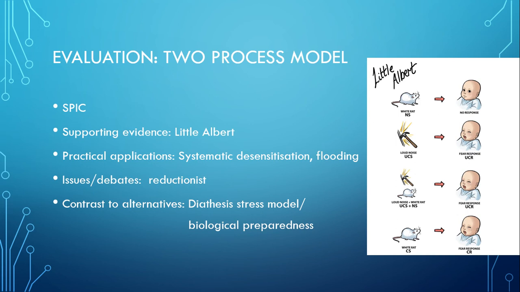So the behaviourist approach cannot explain that some phobias are easier to develop than others, and that's because there are other ways of explaining that through biological preparedness. It cannot explain why some people develop phobias and some people don't, and that could be linked to the diathesis stress model. So there are alternatives which can explain behaviours more effectively, therefore increasing the validity. So I want you to think about the wording of that one, because you wouldn't just say contrast to alternatives. That's just to prompt your memory.